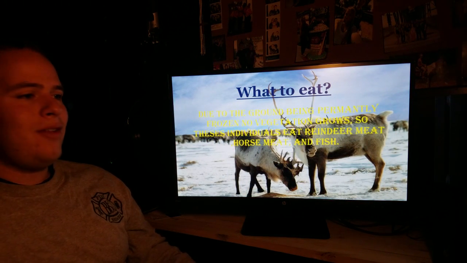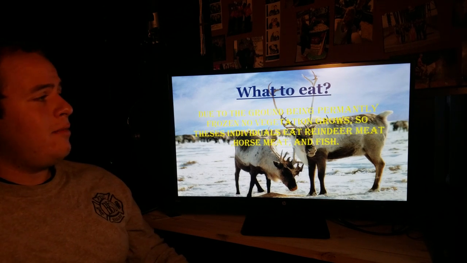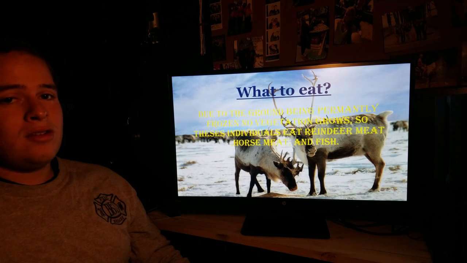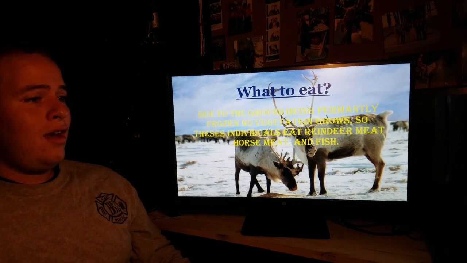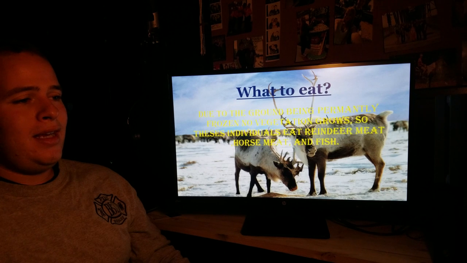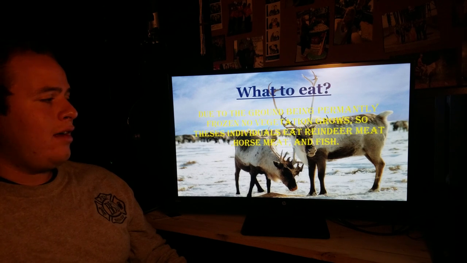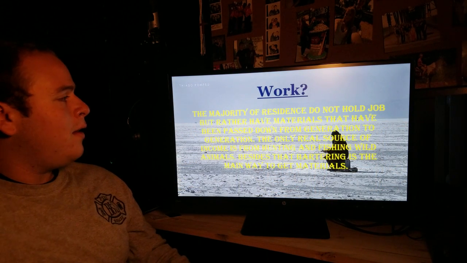So what do these people eat? Due to the fact of the ground being permanently frozen, as I said many times throughout this presentation, no vegetation grows, so there's three main types of meat they eat up there. Again, they don't have the luxury such as steak and stuff. These individuals eat reindeer meat, horse meat, and fish. Again, they gather them throughout the summer, and they're really, really survivors up there because they have to learn how to do all that themselves.